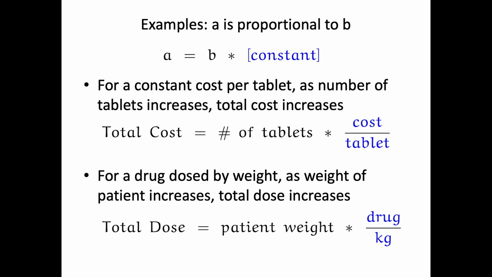So the total dose, which is equal to the weight times this constant of the drug milligrams per kilogram, we can say that the total dose is directly proportional to the weight. The more the patient weighs, the greater the total dose. The less the patient weighs, the smaller the dose they'll get, because the amount per kilogram is a constant. So those are some simple pharmacy examples of things that can be considered directly proportional.